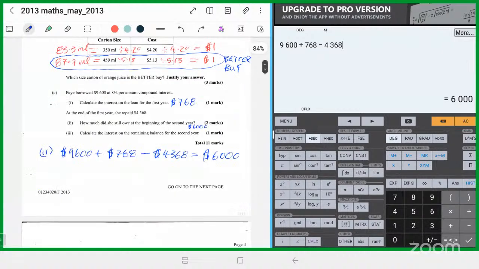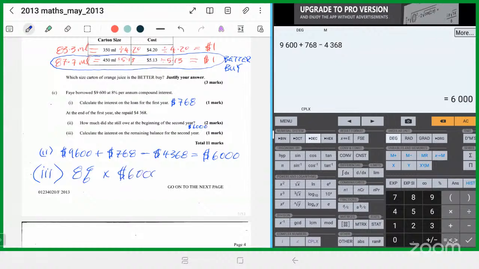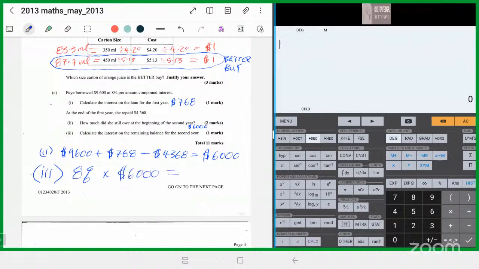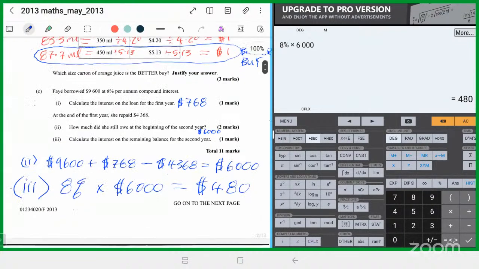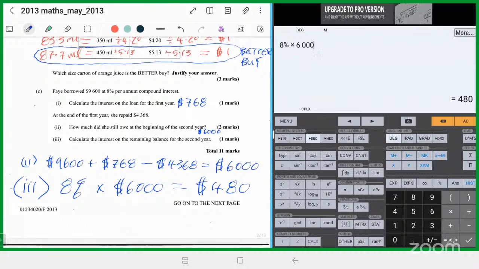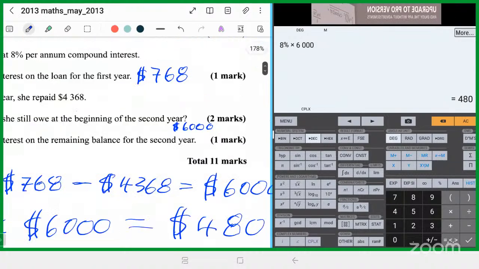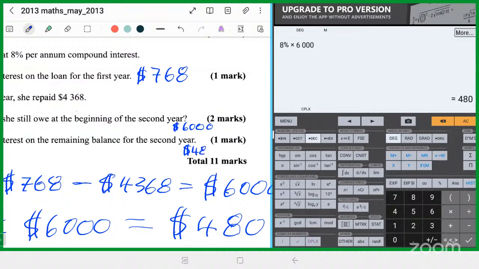So part 3 is now going to be 8% times that 6,000. Very easy question. So we're going to charge 8% times 6,000. Because the interest is what I want, right? They don't want the amount grown by that amount outstanding. That is it. So this is the answer for the next part, $450. End of question. Very good.